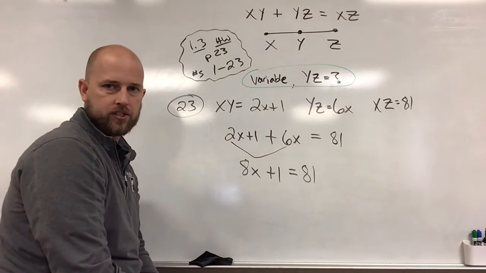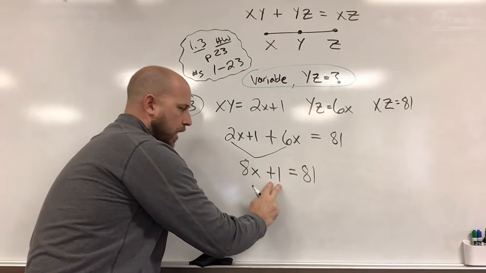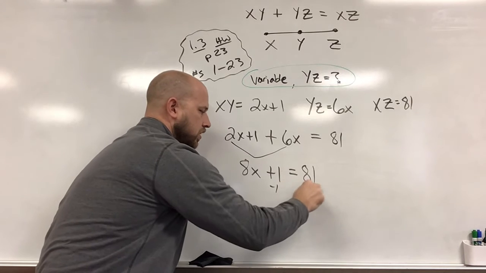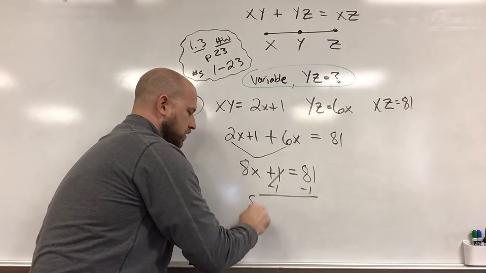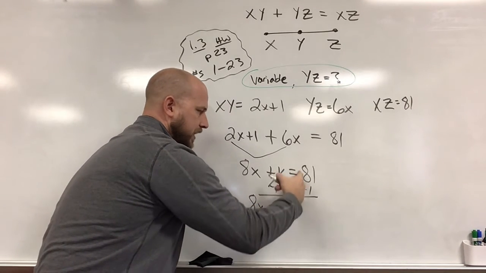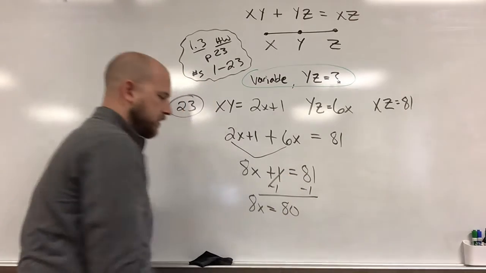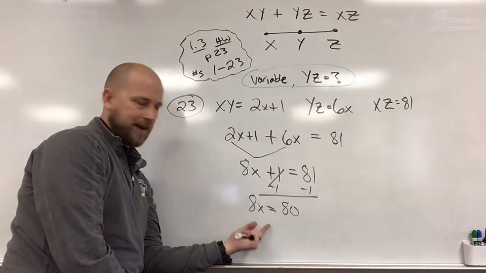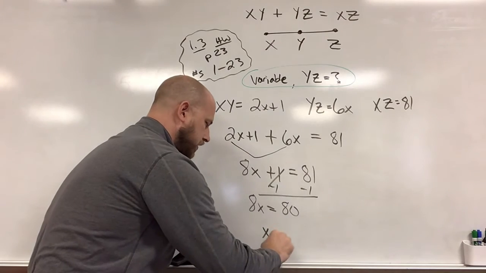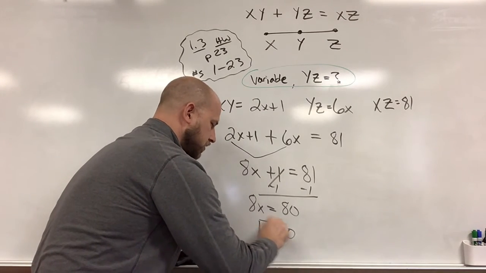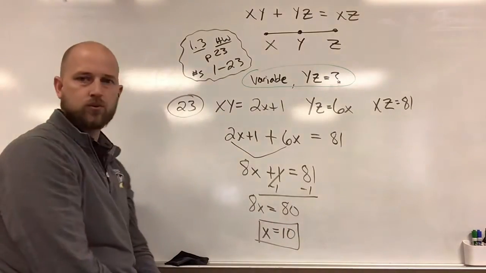Okay, now we need to solve. This is a two-step equation. We are adding 1, so we do the opposite when we move it over. Subtract 1. This gives us 8x equals 81 minus 1, 80. We then divide both sides by 8. I'm not going to write it out. I think we should be able to do that in our head. Now we have x equals 10.